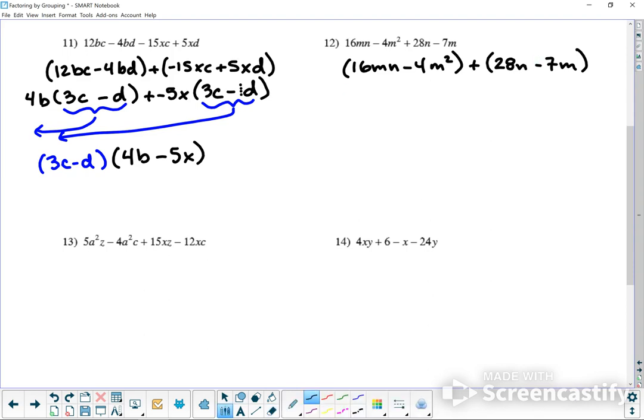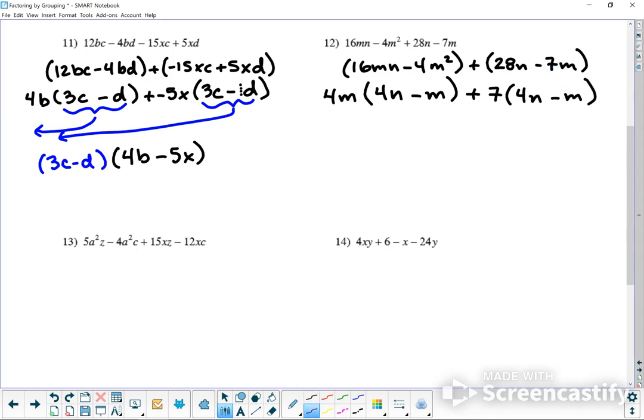Okay, looks like I can take out 4 and an m. That will give me 4n and an m. 28 and negative 7, I'm going to say 7. No variables can be factored. So it's 28 divided by 7 is 4. And then you have the n left. Divided by 7, you have the minus m left.